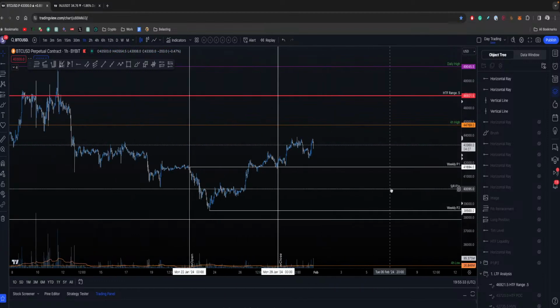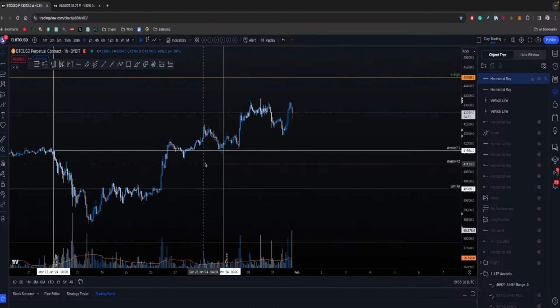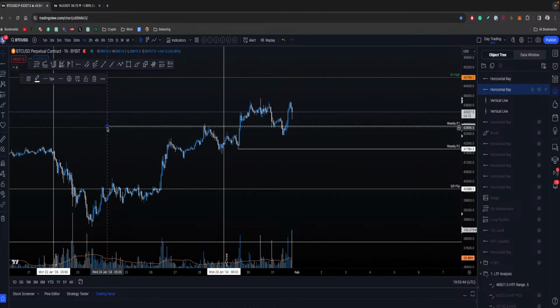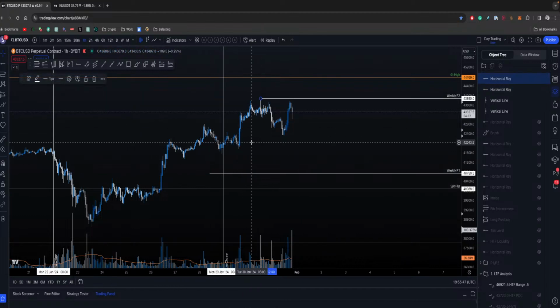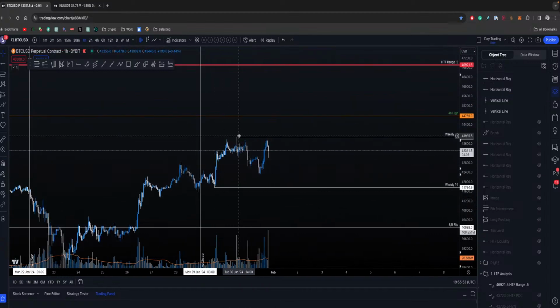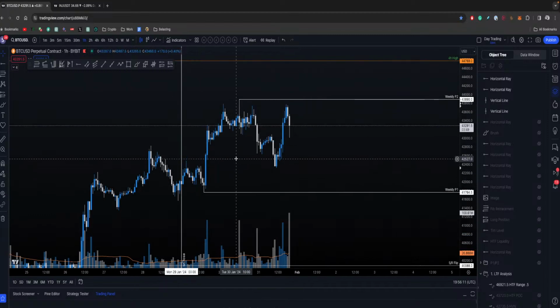Now, with that said, currently, and this is why I wanted to draw the context, we have the weekly P1 on Monday. Oh, that's weekly P2, sorry. And the weekly P1 on Monday and the weekly P2 on Tuesday. So that begs the question, which one's going to hold?